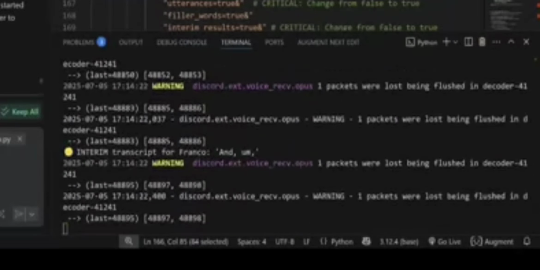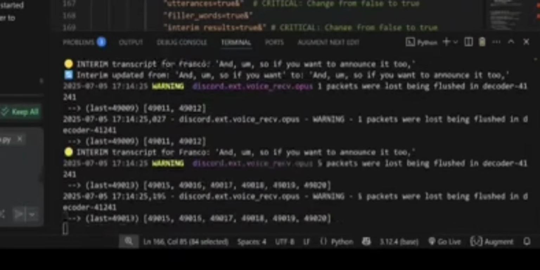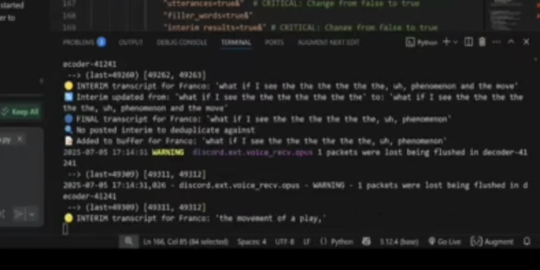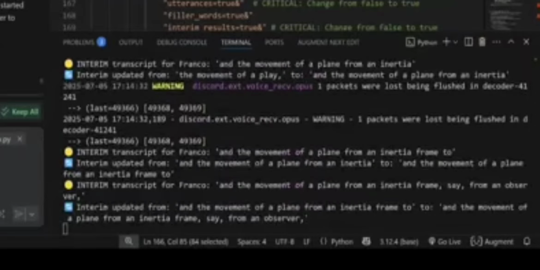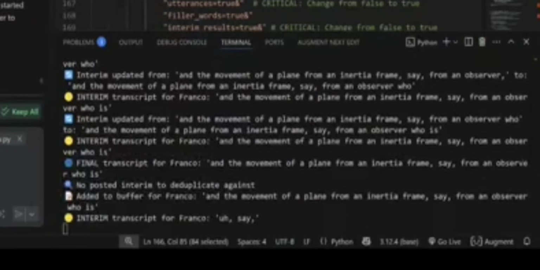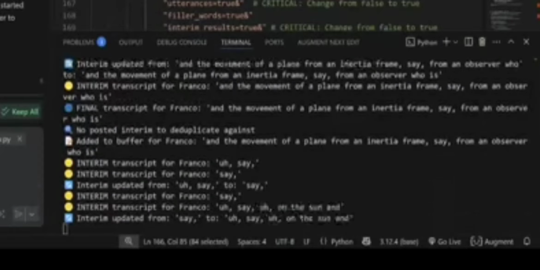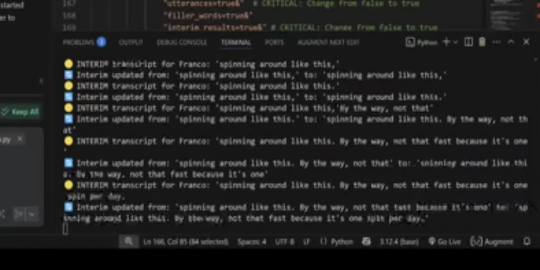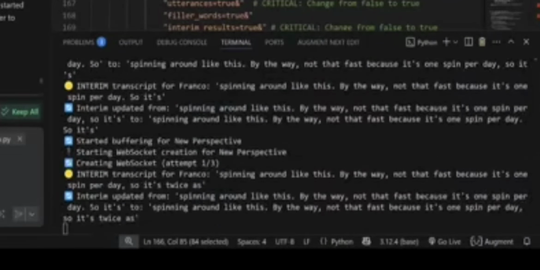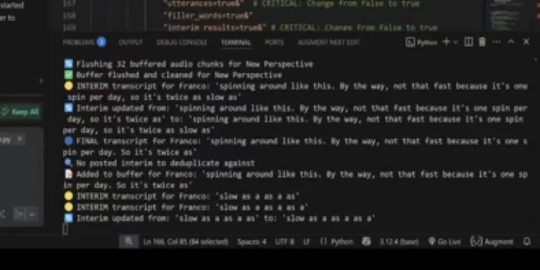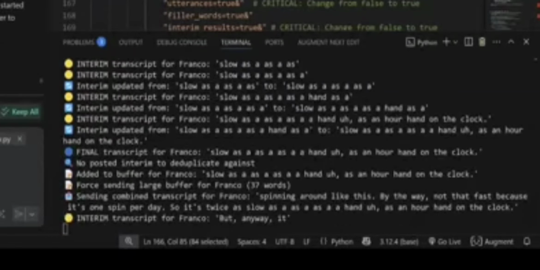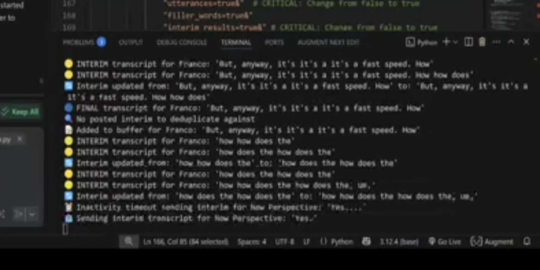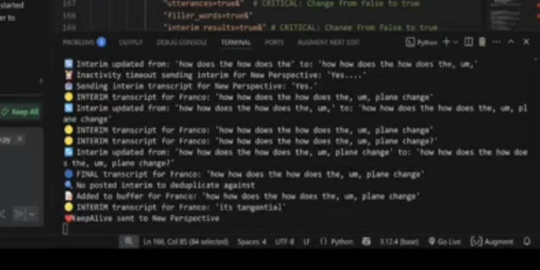And so if you want an answer to what if I see the phenomenon and the movement of the plane from an inertial frame, say from an observer who is on the sun and sees the world spinning around like this. By the way, not that fast, because it's one spin per day, so it's twice as slow as an hour hand on the clock. But anyway, it's that speed. How does the plane change its tangential velocity in that frame?